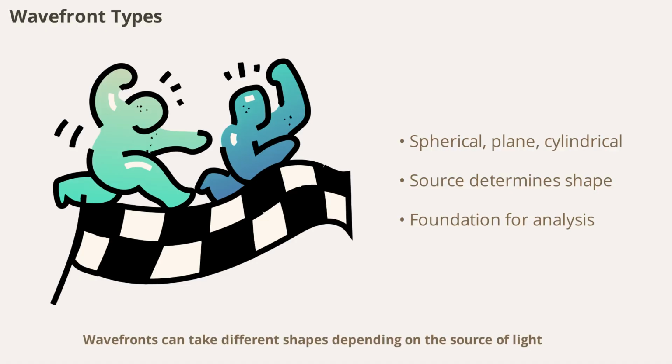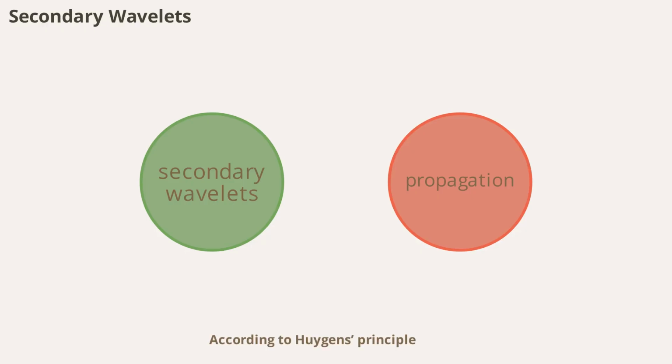Wavefronts can take different shapes depending on the source of light. Spherical wavefronts originate from point sources, plane wavefronts from distant sources, and cylindrical wavefronts from line sources. Each type helps us analyze how light propagates and interacts with objects, providing a foundation for understanding more complex optical phenomena.